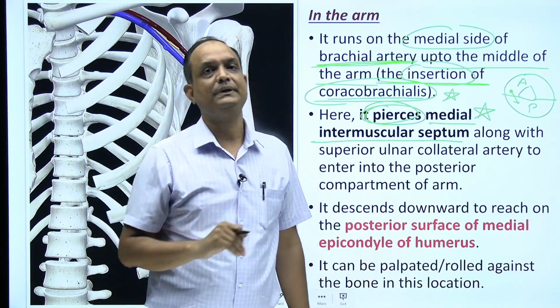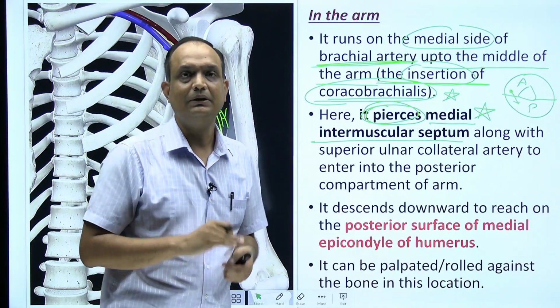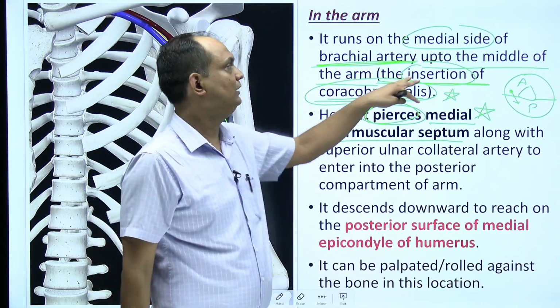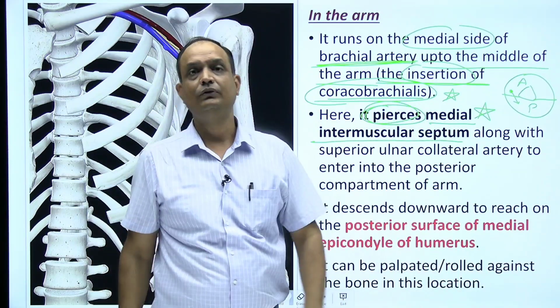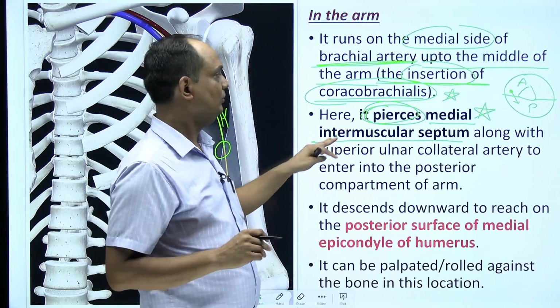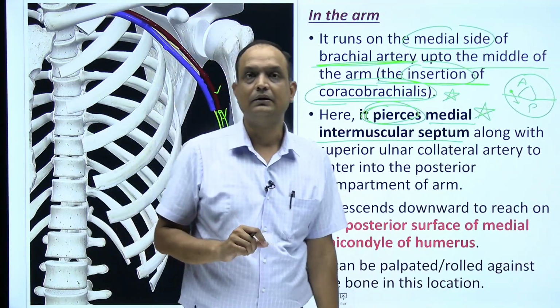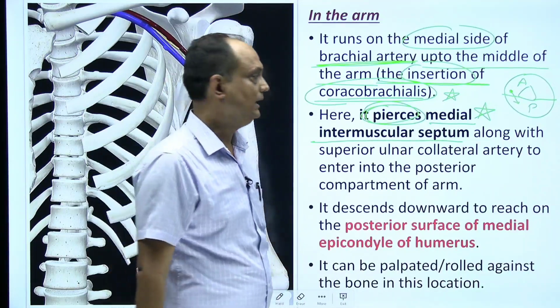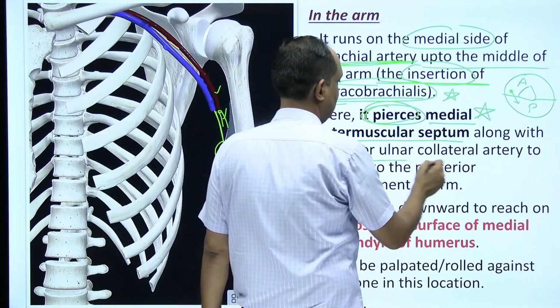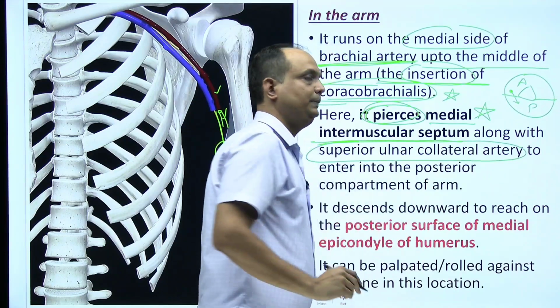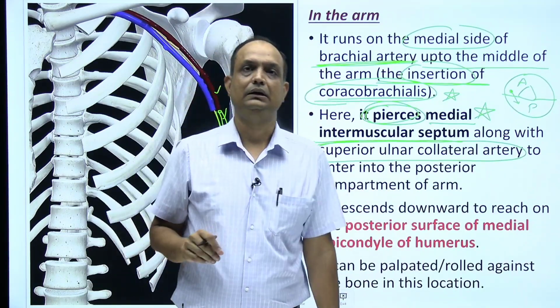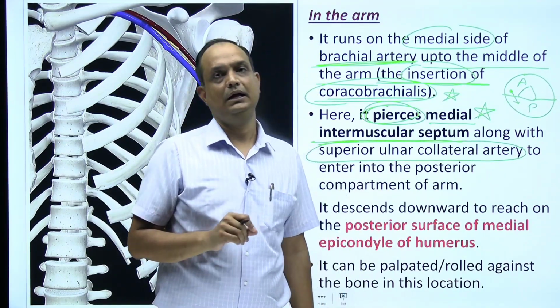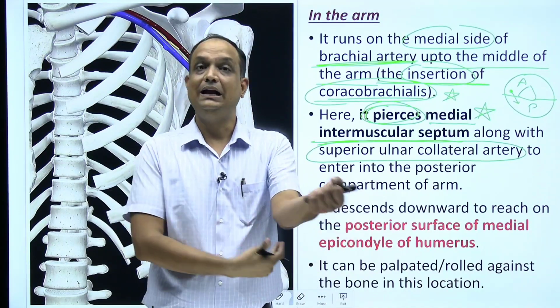At what level does it pierce the medial intermuscular septum? Again, the answer is the middle of the arm, or you can say at the level of insertion of coracobrachialis. Here the nerve is piercing along with an artery, and that artery is known as the superior ulnar collateral artery. The superior ulnar collateral artery is going to take part in an anastomosis around the elbow joint.